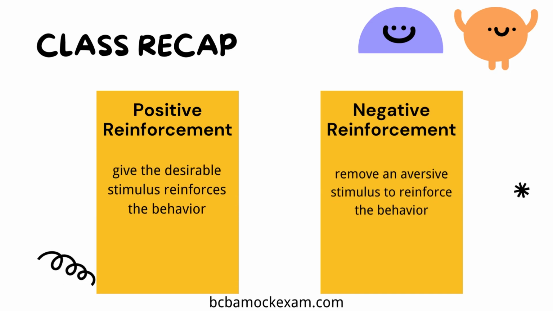To sum up, continuous reinforcement refers to reinforcing every single time the desired behavior occurs. Partial reinforcement refers to reinforcing with variable timing and frequency when the desired behavior occurs.